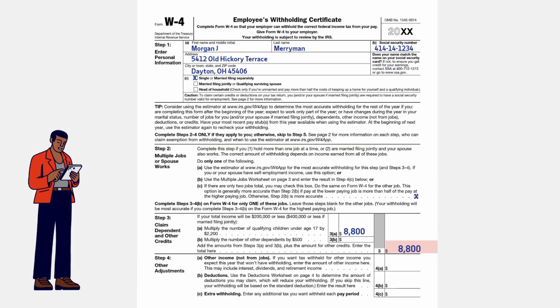Morgan has additional deductions, and he wants to reduce his withholdings, so he claims $19,600 on line 4B.